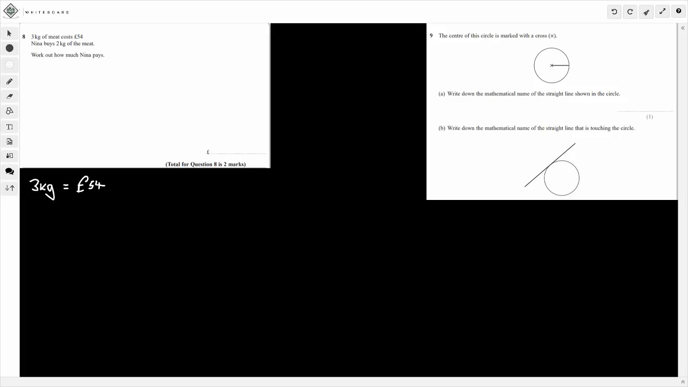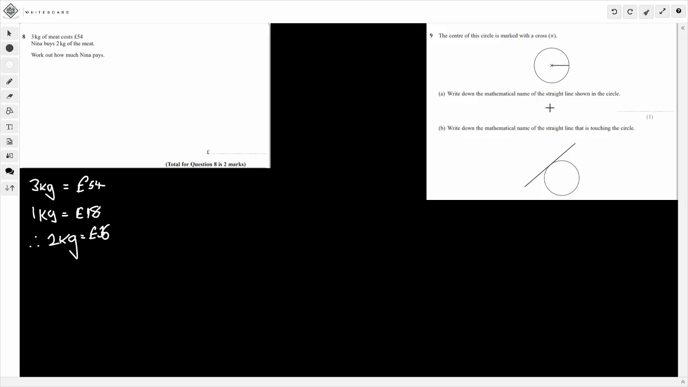Well, 1 kilogram would be dividing this by 3. So 54 divided by 3. Well, what's that going to give me? It's got to be bigger than 15, because 15 times 3 is going to be 45. It's going to be less than 20, because 3 times 20 is 60. So it's going to be somewhere in the middle. If I do 18, so it's going to be 18, 36, 54. Perfect. So 1 kg is £18. So what does that mean? That 2 kilograms costs? Well, times that by 2, so therefore 2 kilograms is £36. Boom, 2 marks done, nice and easy.